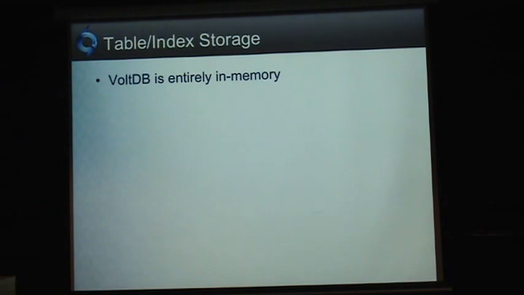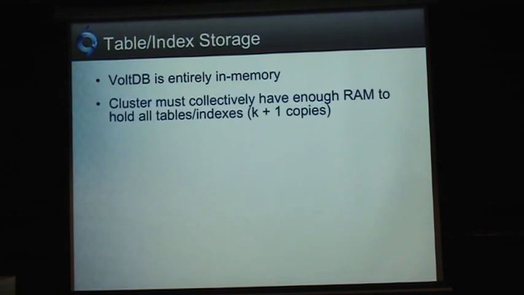Table and index storage. VoltDB is entirely in memory, meaning the cluster must collectively have enough RAM to hold all your tables and indexes. And again, it's got to have K+1 copies, as a couple of you guys have caught on to.